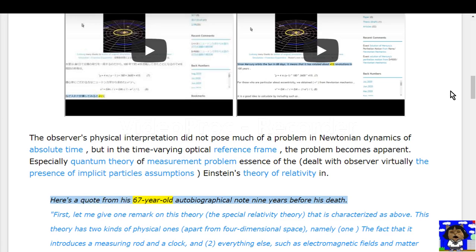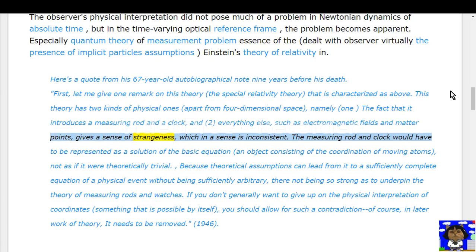Here's a quote from his 67-year-old autobiographical note, 9 years before his death. First, let me give one remark on this theory, the special relativity theory, that is characterized as above. This theory has two kinds of physical ones, apart from four-dimensional space, namely, 1. The fact that it introduces a measuring rod and a clock, and 2. Everything else, such as electromagnetic fields and matter points, gives a sense of strangeness, which in a sense is inconsistent.